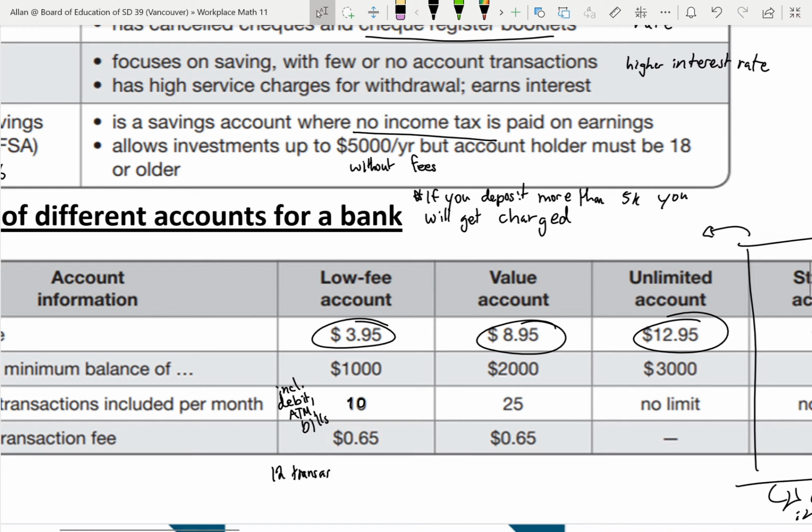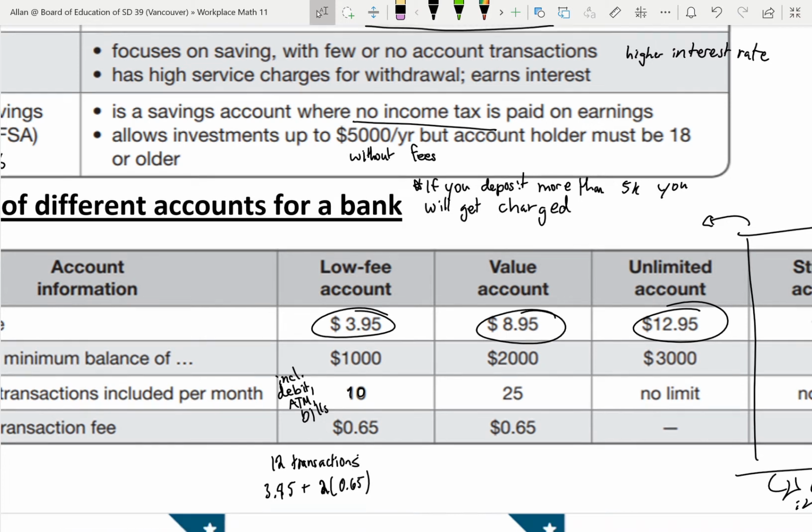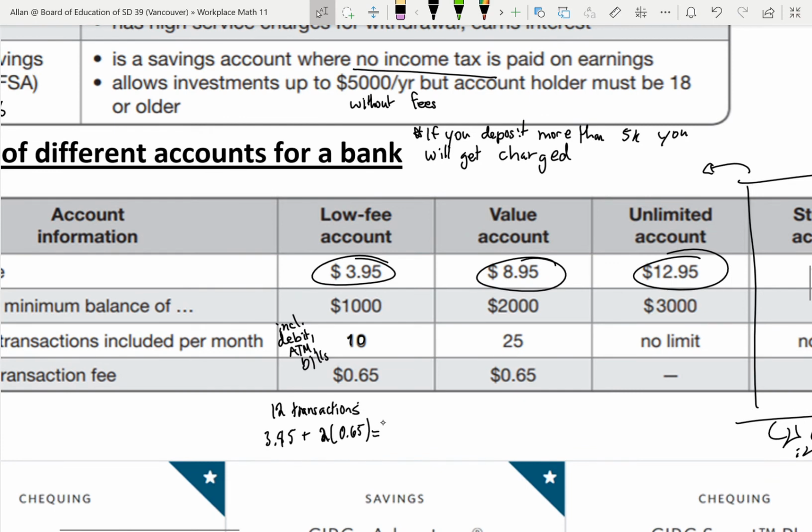what you would get charged at the end of the month is $3.95 plus 2 times 0.65, because you've gone 2 over the 10, so you have 2 extra. So you would end up paying an additional $1.30. So it would be $5.25. So you'd pay over $5 for just having the money in your account.